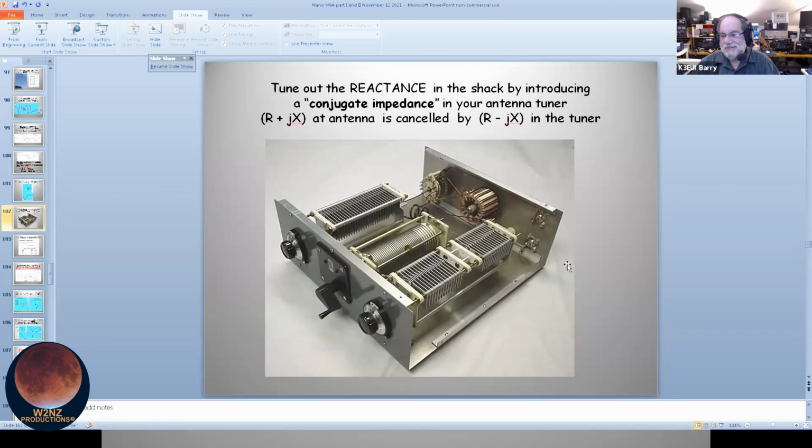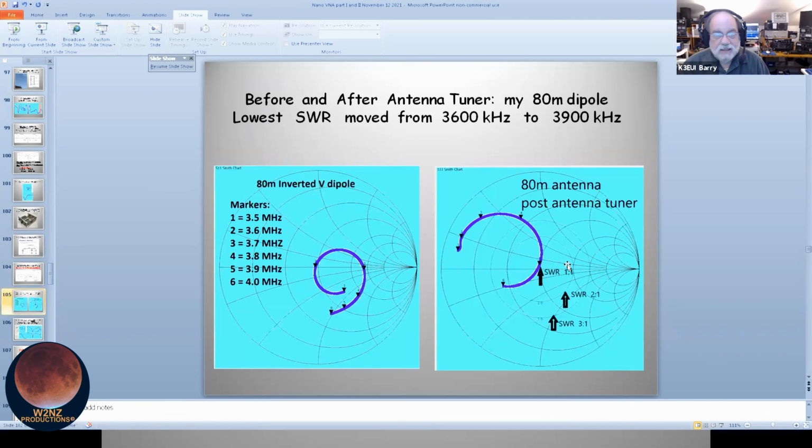That's part 2. The Smith chart is kind of the clue, the guide. On the left is my original 80 meter antenna, and the center, 3.6 megahertz, is 50 ohms. After going through my tuner, here's my new Smith chart. Oh, it's awful here. Yeah, I know that. But it's really good at marker 3, 3.9 megahertz. So by fiddling with this, in my case, it's a manual tuner.